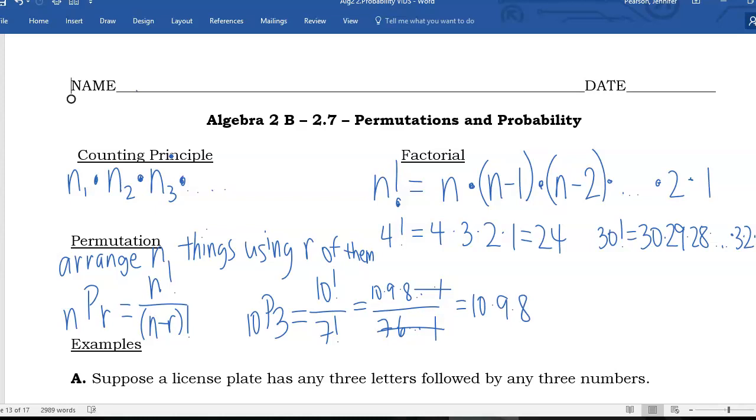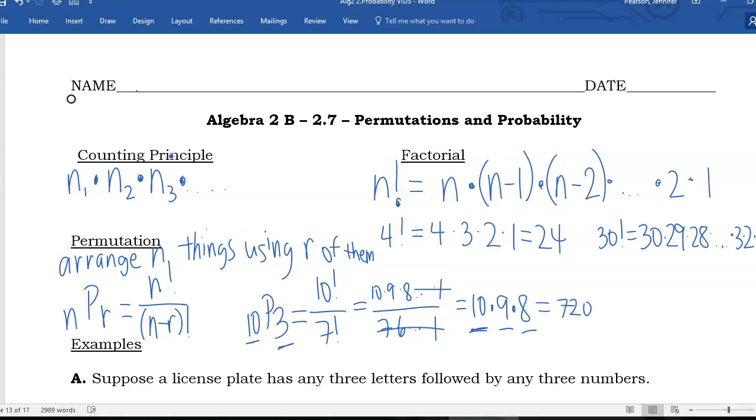Okay, so here's how I like to approach it instead of using the formula. The n is our starting number. We started with 10. The r is how many blanks we have to fill out. So we have 1, 2, 3 blanks. And then we apply the counting principle, we multiply, and we always, always, always count down. So that looks like 720.